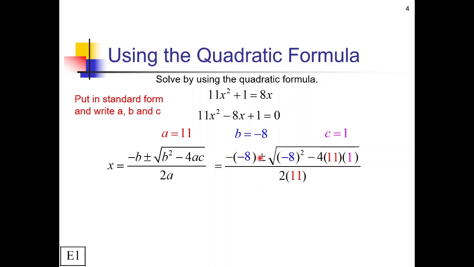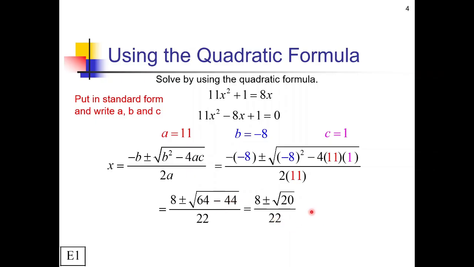All right, let's go through and simplify a little bit more. So we have negative 8, that's positive 8. And negative 8 squared, that's going to be positive 64. And notice I used parentheses here so I don't lose that negative sign that's being multiplied by itself. And then we have 4 times 11 times 1, that's 44 that we're subtracting there, all over 2 times 11 is 22. We can go a little bit further and call this stuff inside here 20.